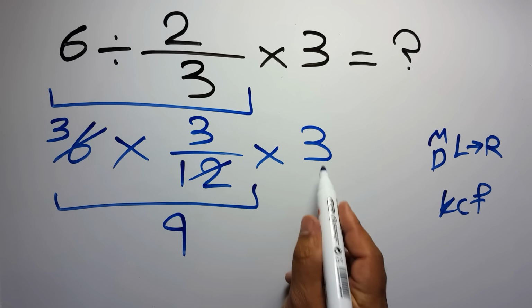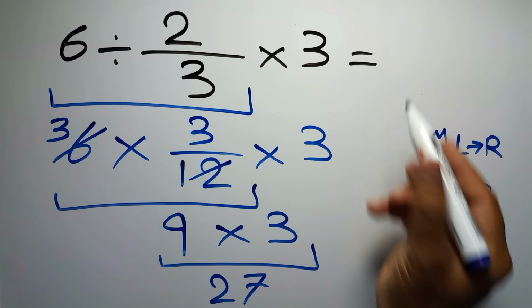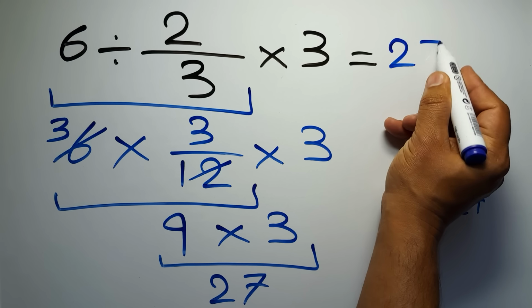So we have 9 times 3, which equals 27. And this is our final answer to this problem. The correct answer is 27.